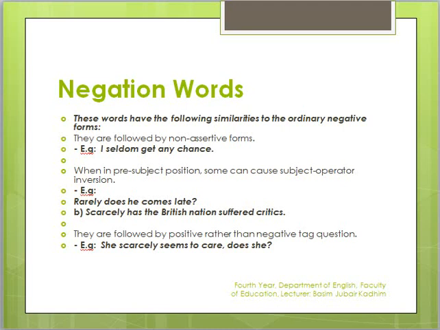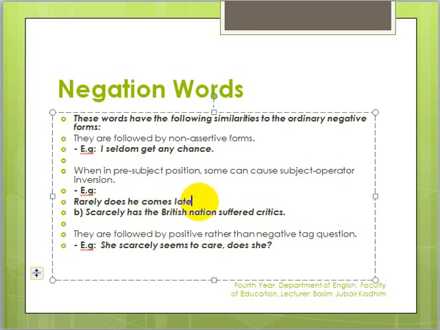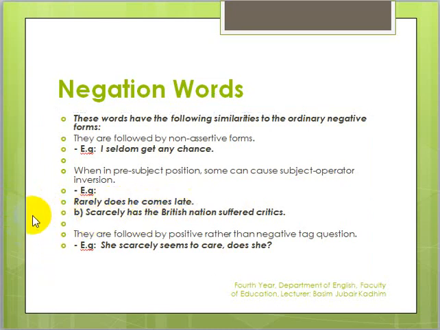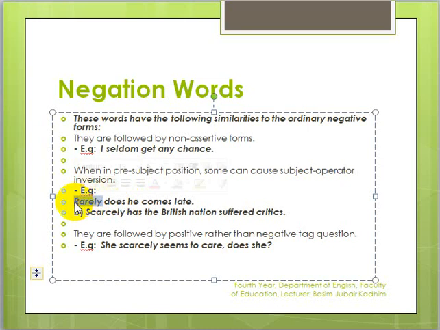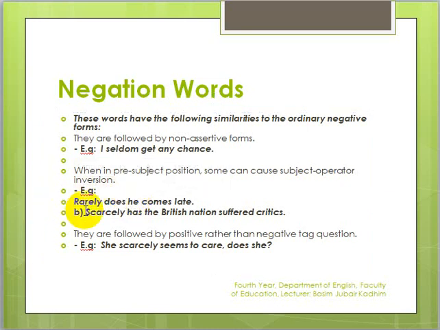Subject-operator inversion, for example: rarely does he come late. Okay, rarely does he come late. This is not a question, of course. This is a negative sentence. So why is the does here before the subject? Because when putting this negation word rarely first, the operator does must precede the subject he.